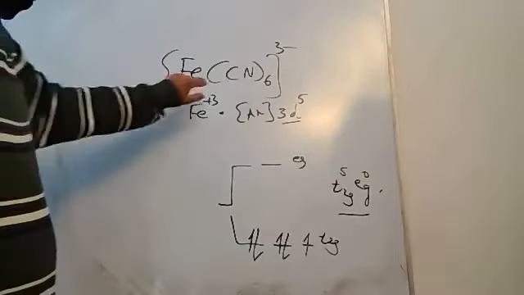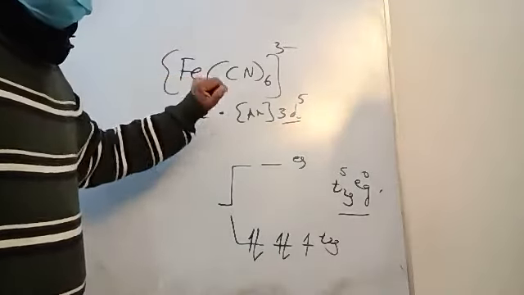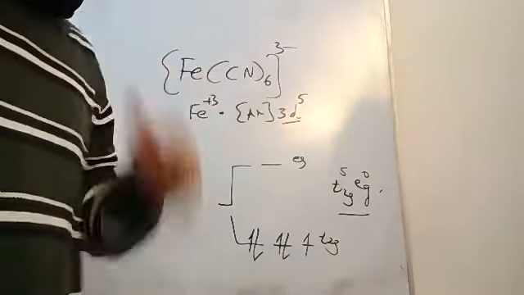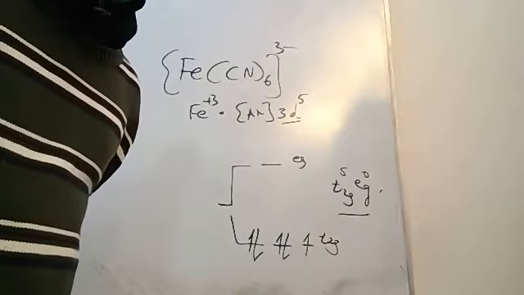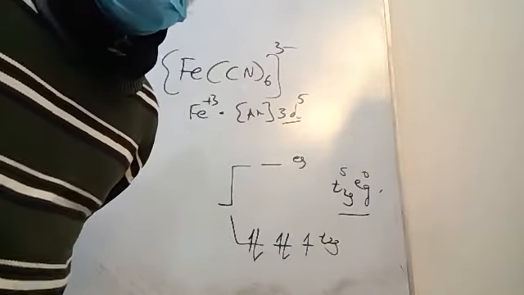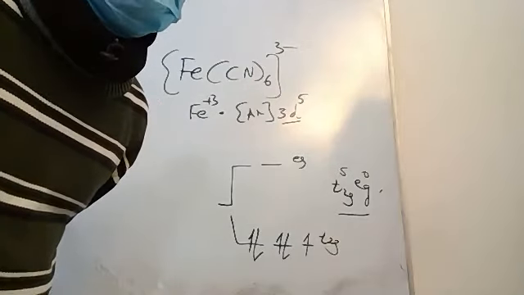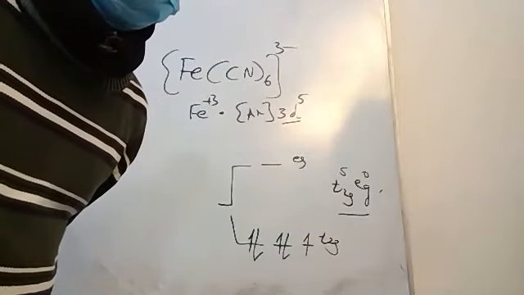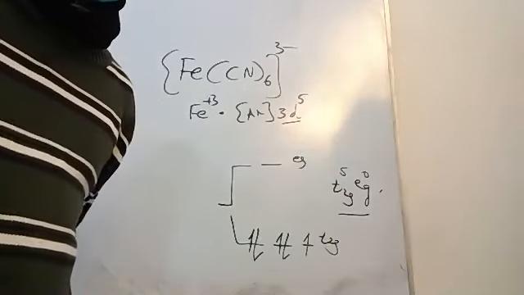So you see a simple change in the complex now gives you 2 different things. The ferrocyanide is diamagnetic, but ferricyanide is paramagnetic. Am I making sense?